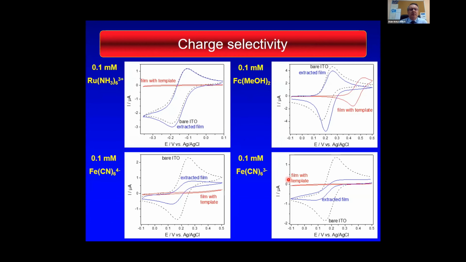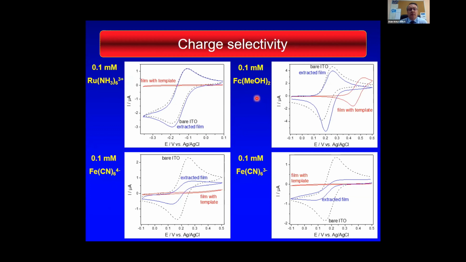A second feature is the charge selectivity. If we compare the behavior of different probes in solution, a cationic one, a neutral one, and two negatively charged ones, we observe that before removal of the surfactant templates, these are the red curves, we do not observe any signal for the charged species. They are not likely to cross the hydrophobic barrier, and we have only a signal for the neutral one because it is likely to dissolve in the surfactant phase.